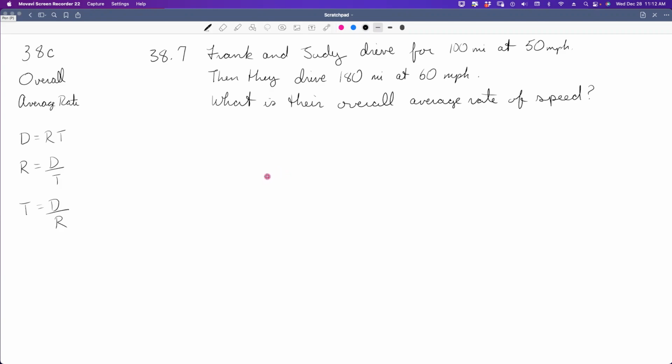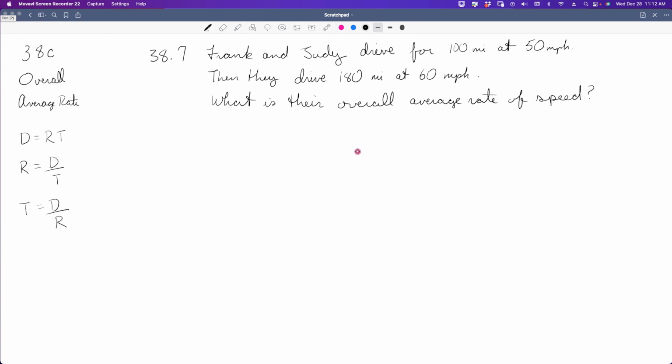We're talking about overall average rate. So we remember our formulas. Distance is equal to rate times time. And likewise, we know we can use the inverse operations here of, instead of multiplication, division. Rate is equal to distance divided by time, and time is equal to distance divided by rate, when we just divide by one of these factors versus the other. So we're going to use those formulas in order to solve for the overall average rate.